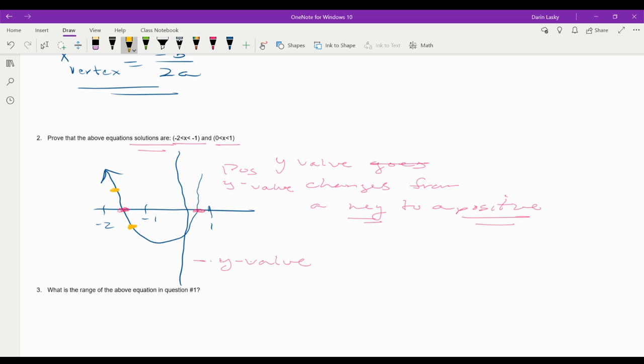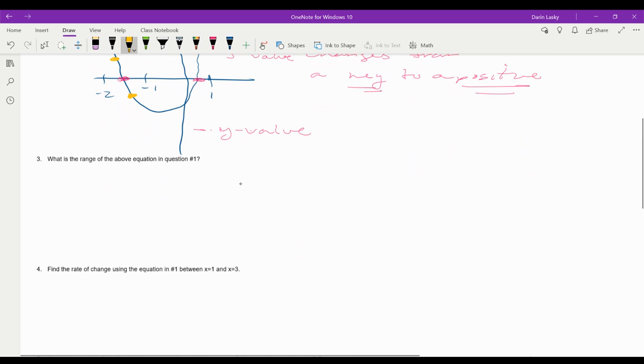All right, so don't forget the range has to do with our y values. And don't forget to look at your vertex to find this one.